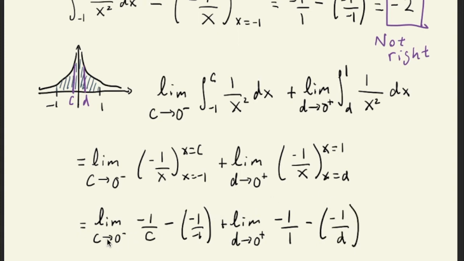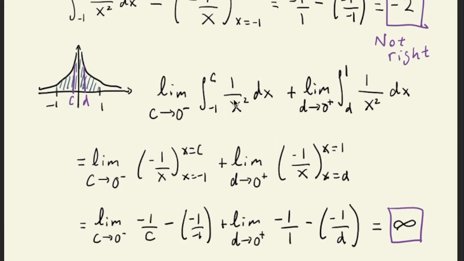But as you see, as c approaches 0, this becomes a very large number. And this is from the left. It's approaching from the left, so c is always negative. -1 over c is always positive. So this is going to turn into positive infinity. And here as well, this is going to turn into positive infinity. This limit is infinity. That's the correct answer to this integral. The area under that curve is actually infinite. It's definitely not -2.